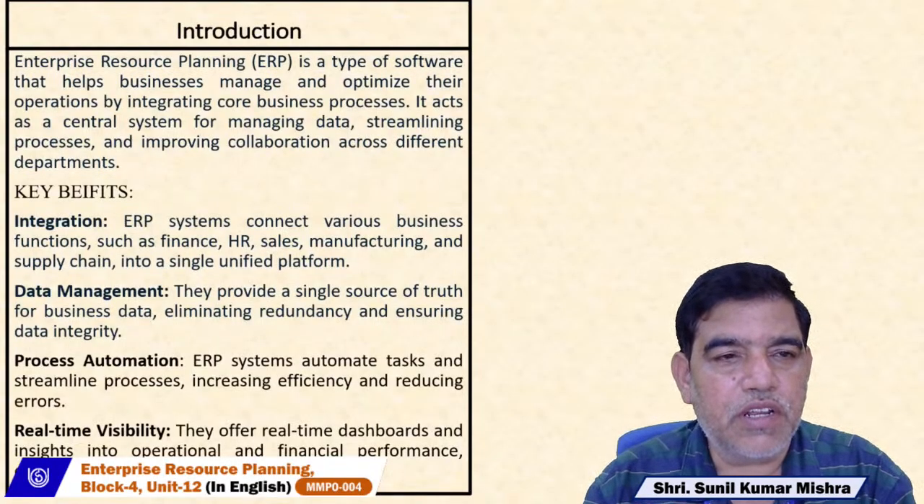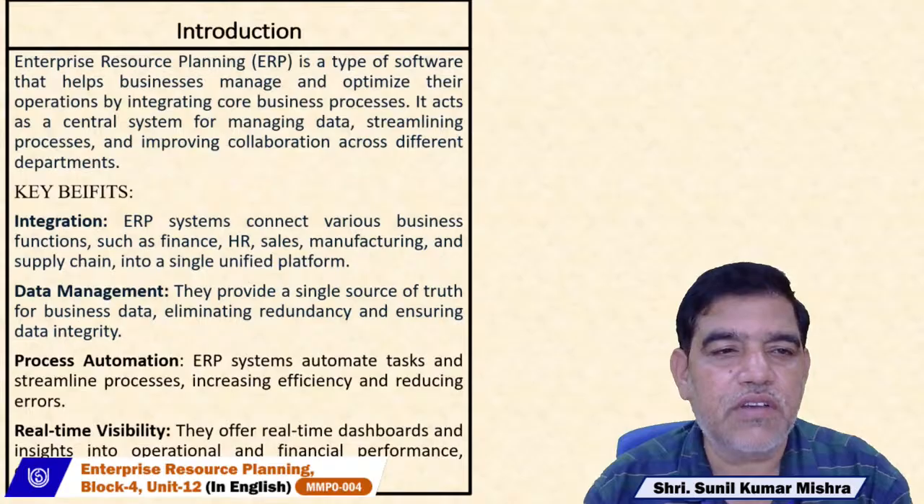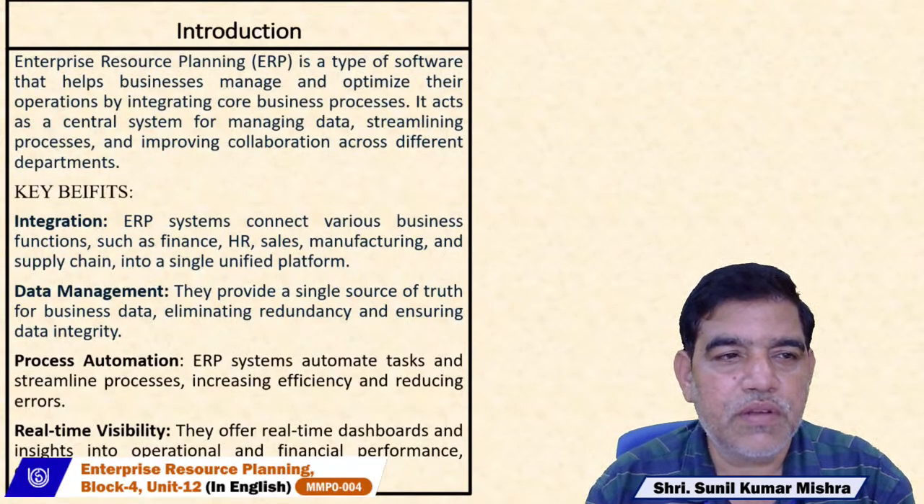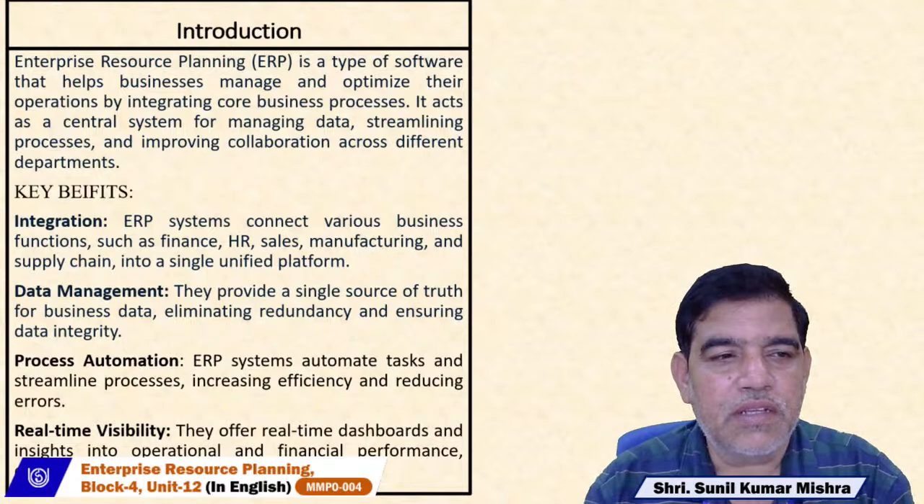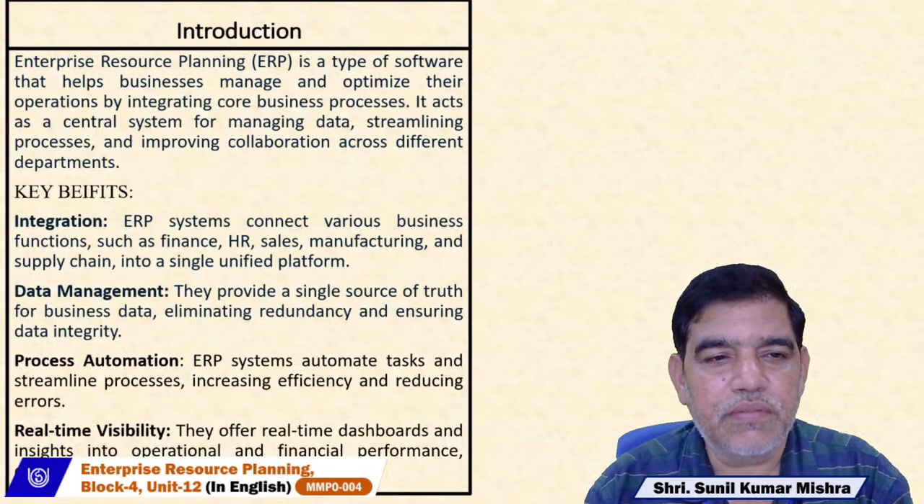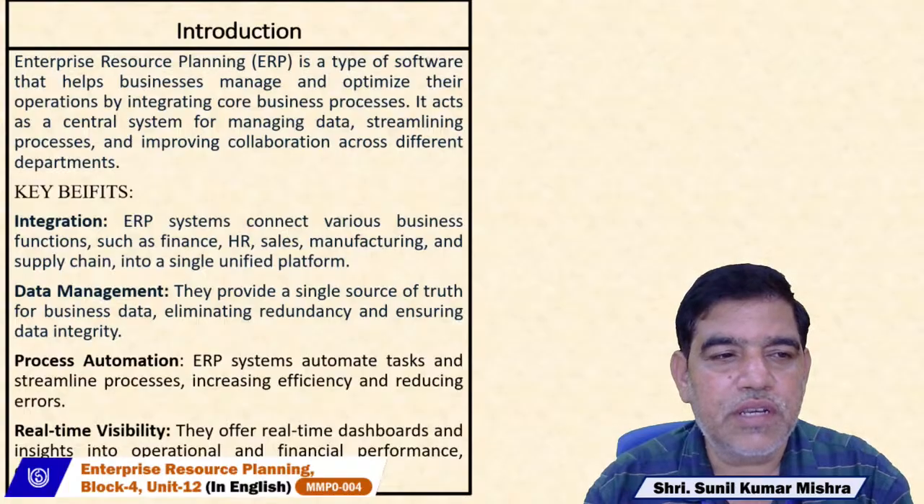Now we discuss the introduction. So ERP stands for Enterprise Resource Planning. Basically, it is a software used in the business organization to optimize the various operations in the organization for smooth planning and controlling. Generally, it acts as a central system for managing data, streamlining processes, and improving collaboration across different departments.